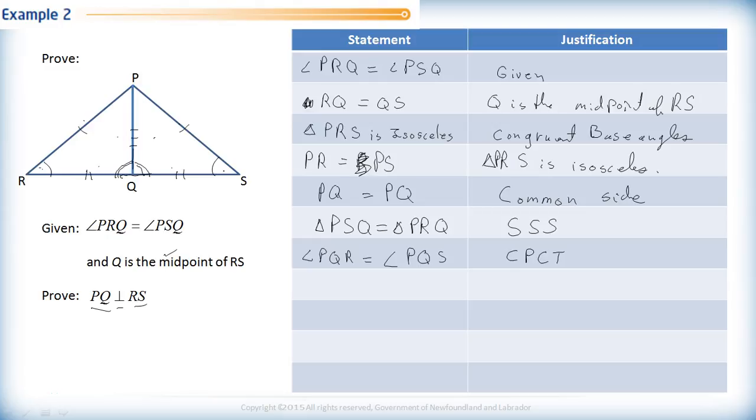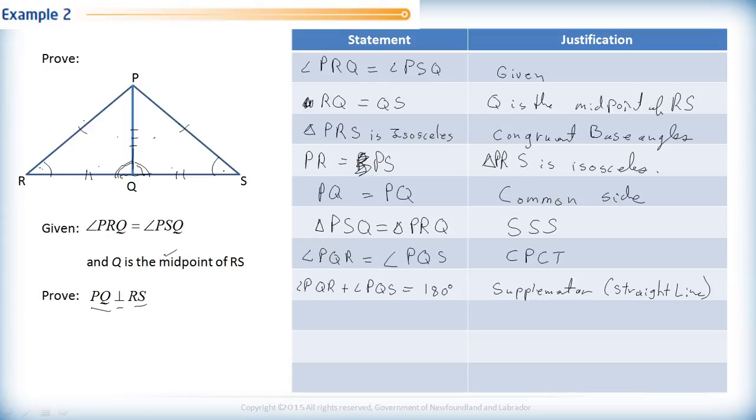Now, I also want to say that angle PQR plus angle PQS has to equal 180 degrees. And that's because they have to be supplementary, because those two angles are across a straight line. Okay, we're getting there.